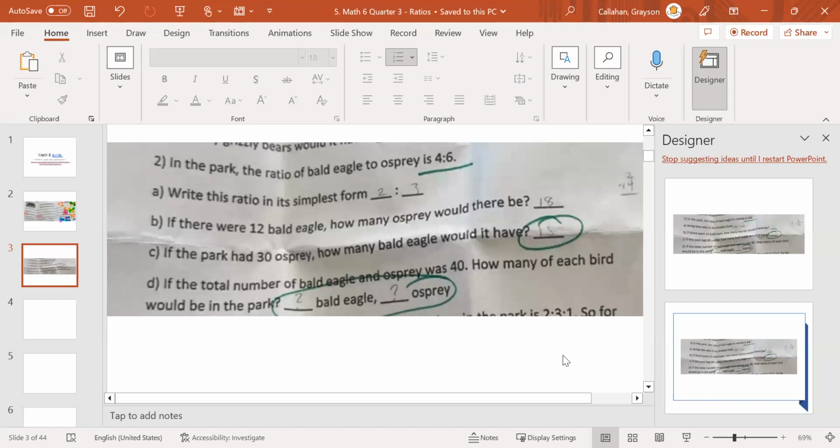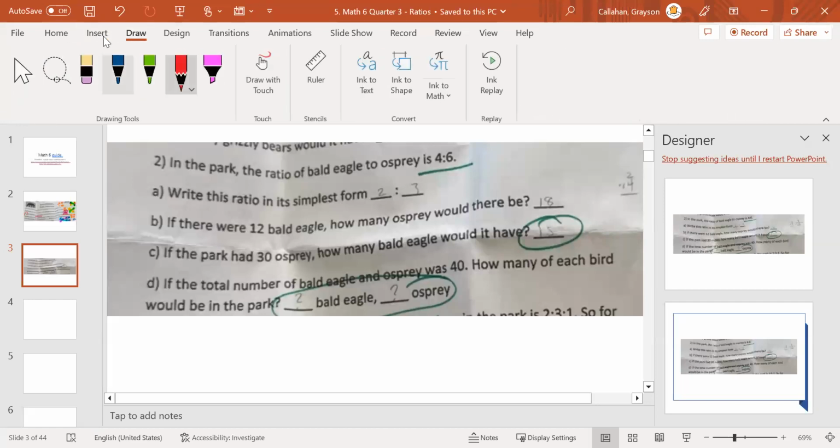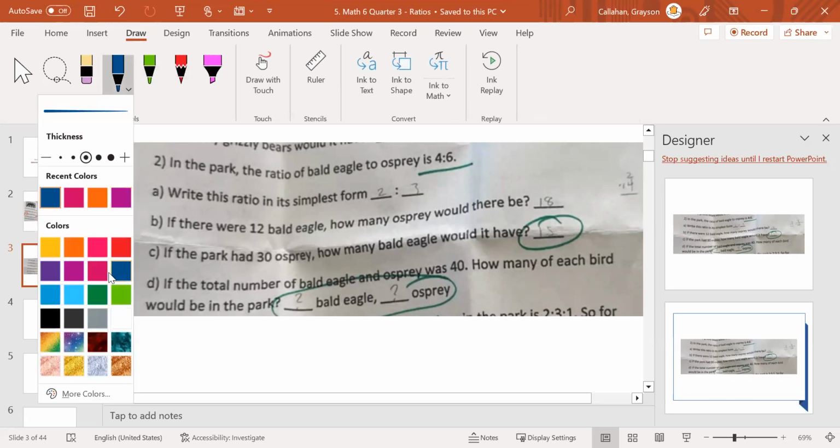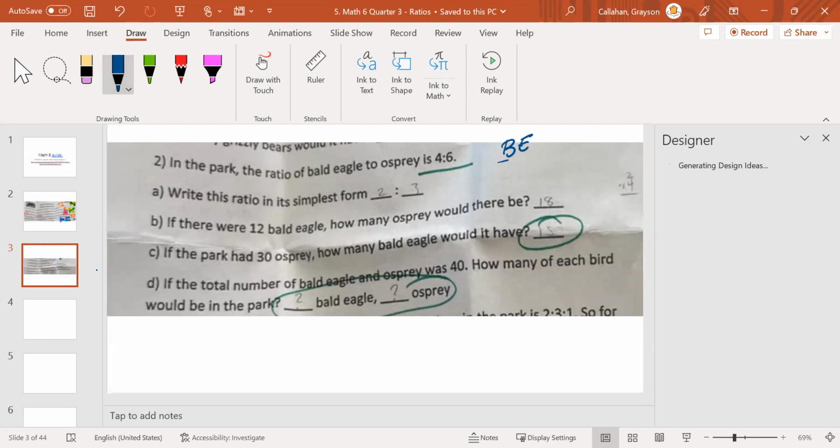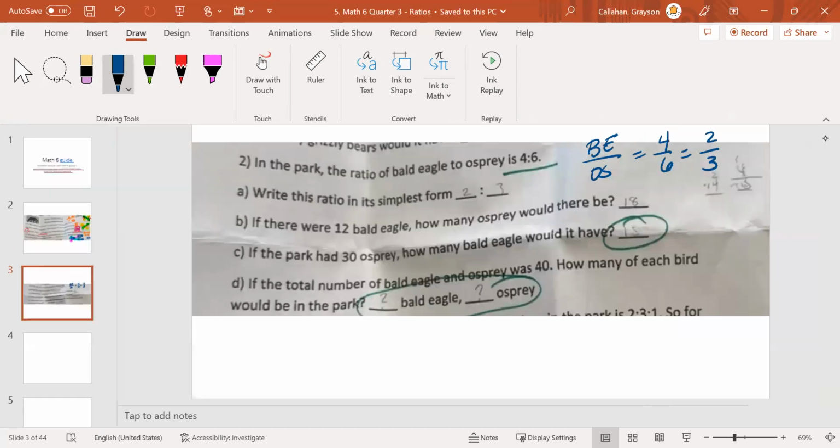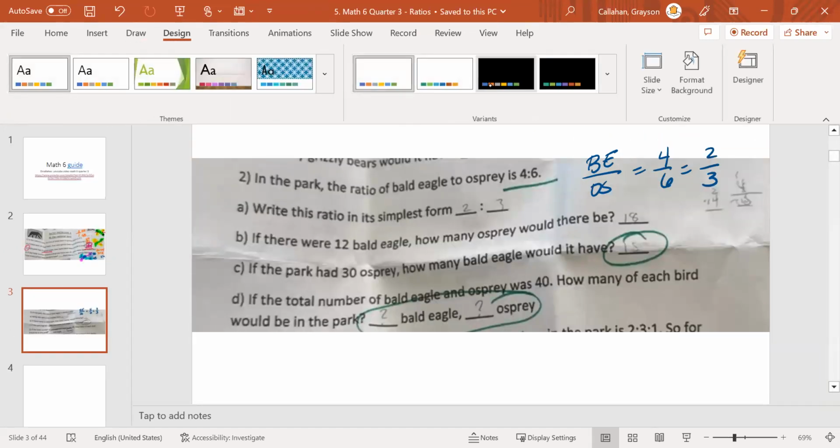Okay, in the park, the ratio of the bald eagle to osprey is 4-6. So bald eagle, osprey is 4-6, but it's also the same thing as 2-3 because you can reduce it, right? Write this ratio in the simplest form. Well, 2-3, that's what you wrote, so that's good. If there are 12 bald eagles, how many osprey will there be?